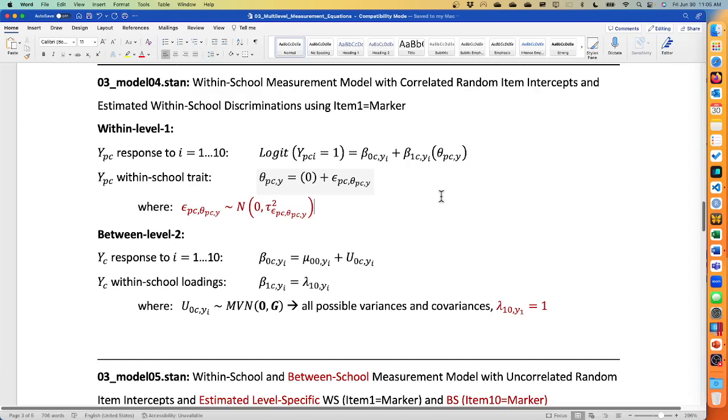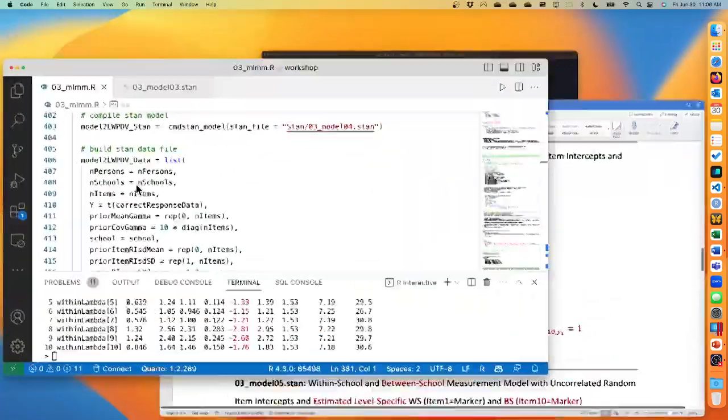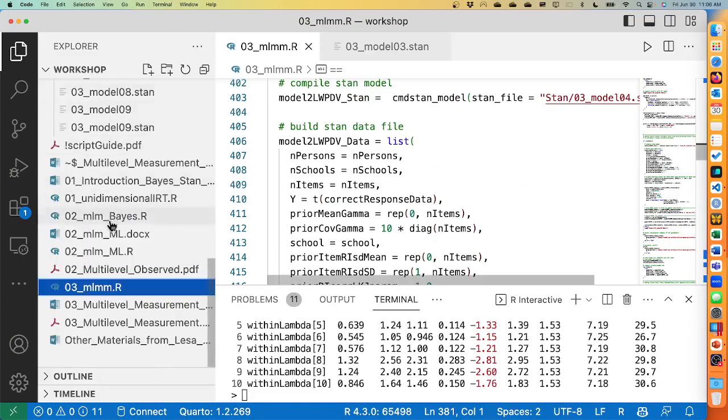So instead, what we need to do is pick an item where one of these lambdas is equal to 1, and then go back and re-estimate the variance of theta. This is effectively an equivalent model to the previous one, although I believe we're going to fix the flip, because we fixed one of these positive. So this should work. We are going to fix one slope, one loading, to 1, so let's take a look at that code.